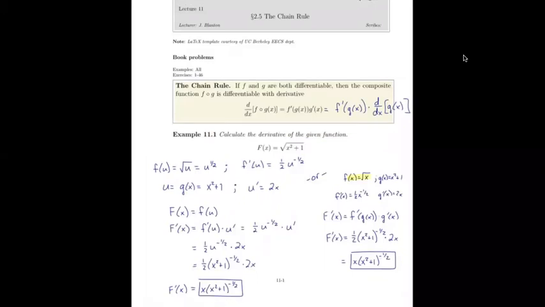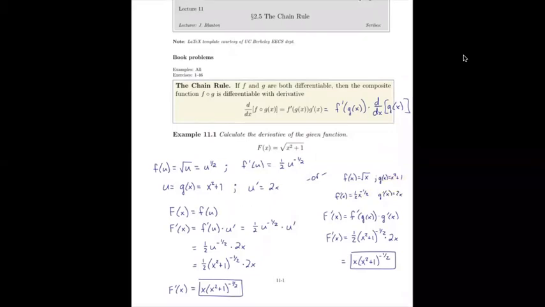The outer function is just the root function of x, right? f prime of x is 1/2 x to the negative 1/2. That's the derivative of x to the 1/2, or the root function of x. And g of x being x squared plus 1 has derivative 2x here.